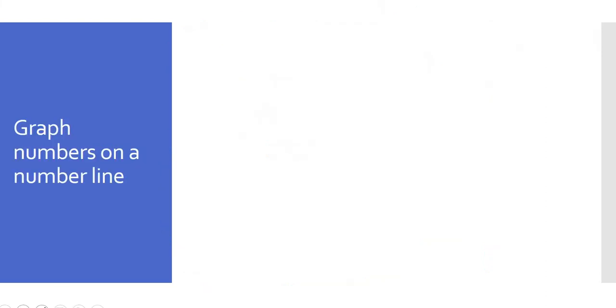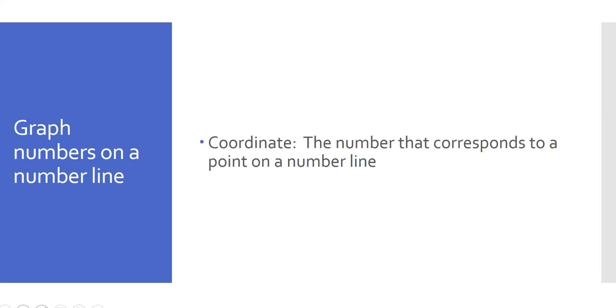All right, so graphing numbers on a number line. A coordinate is the number that corresponds to a point on a number line. So if I have a point plotted on a number line and asked you what is the coordinate of point A, you would say the coordinate is 3.